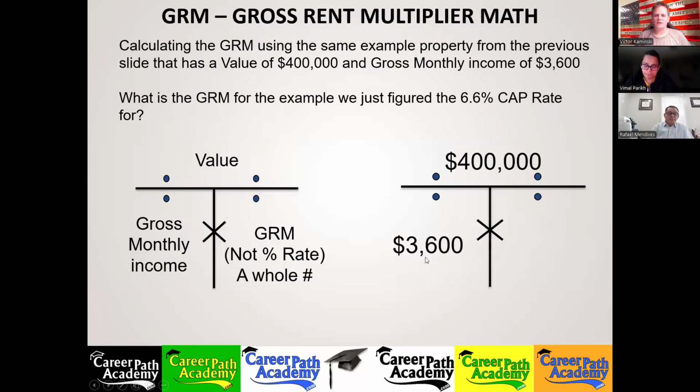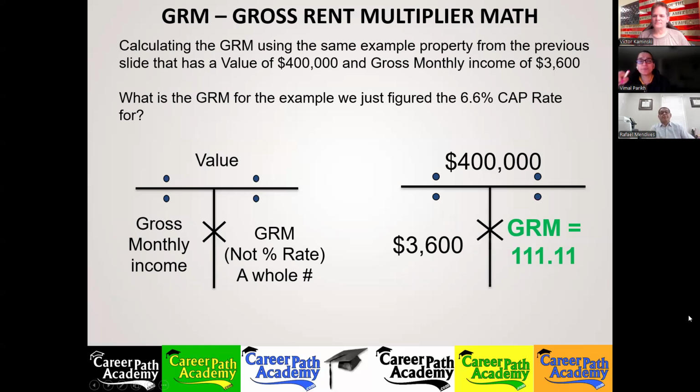400,000 divided by 3,600 is 111.11. And that's the GRM. Now, is that a good GRM or a bad GRM? See if you're paying attention. There's no such thing as a good GRM or a bad GRM. It's just an insignificant number used to compare two things. We figured out that this property, which is getting a 6.6% cap rate in this neighborhood, has a 111.11 GRM.